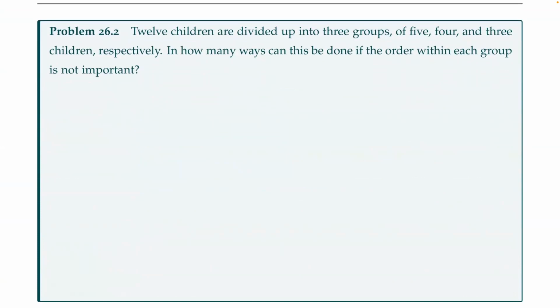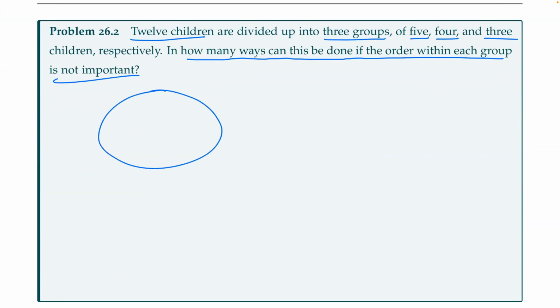So here we've got 12 children. Too many children, yeah. 12 children divided into 3 groups, one of size 5, one of size 4, and one of size 3. Okay, and we want to know how many ways can this be done if the order within each group is not important. So that piece of information is telling us that we want combinations rather than permutations. If it said that the order matters, then we want permutations. So what does this look like?